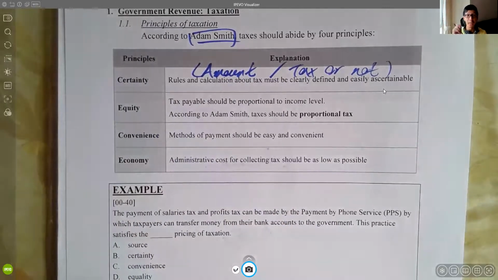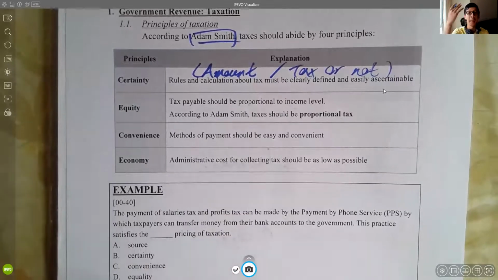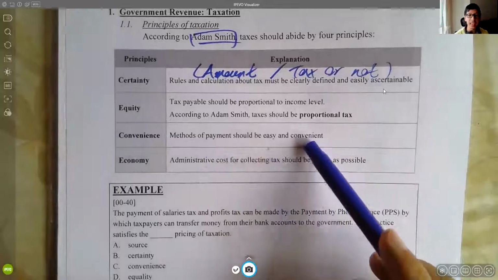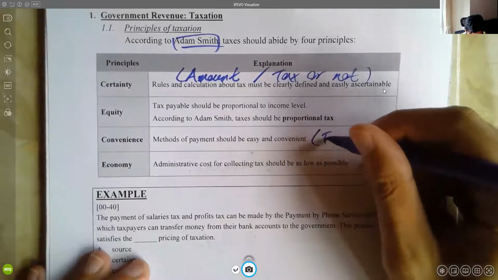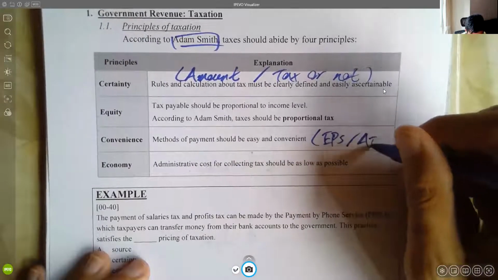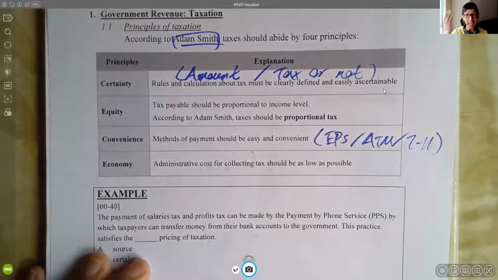Now, the second principle, let's skip the second and go to the third and fourth. Third, we are going to talk about convenience. When you pay tax, the method of payment should be easy and convenient, with low cost. For example, in Hong Kong, you can pay by EPS, or you can go to an ATM, or even go to 7-Eleven to pay tax. A lot of easy and cheap ways to pay the tax. If I need to spend a lot of extra money to pay the tax, that would not be good, right?